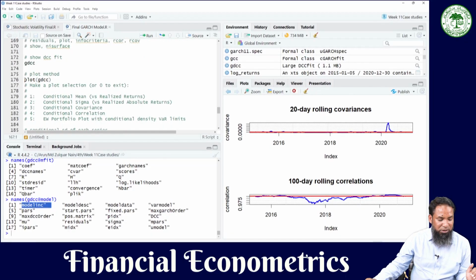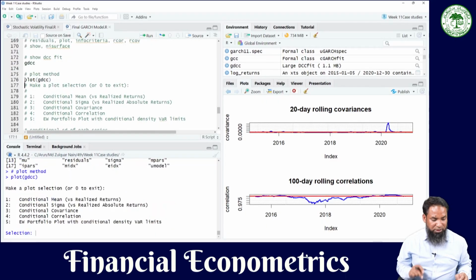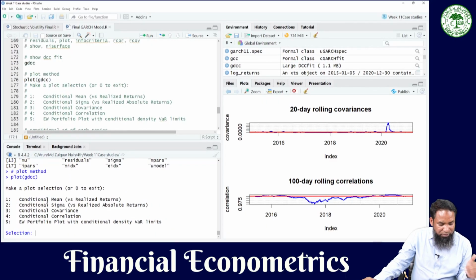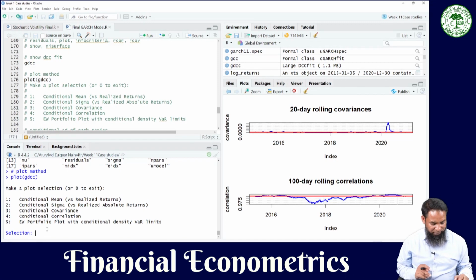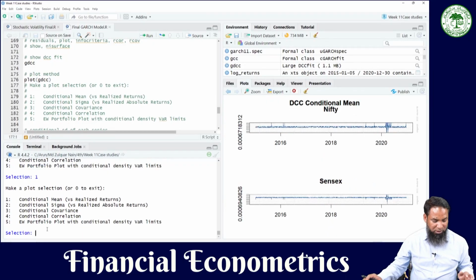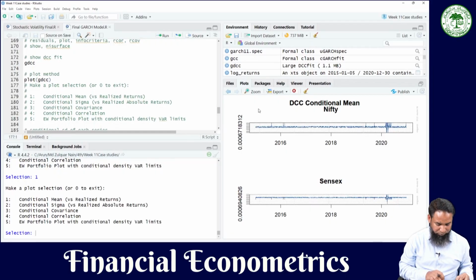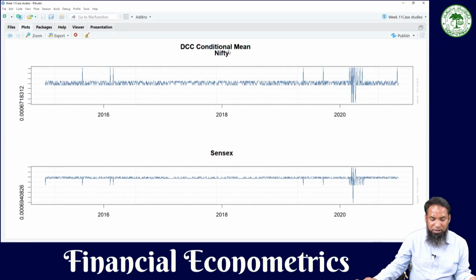Now let us plot the GDCC. If you use the plot function here, it will ask, there are five options for plotting. That is conditional mean versus the realized returns, conditional sigma versus the realized absolute returns, conditional covariance, and conditional correlation. Let us see one by one. Let us place 1 here and hit enter. So this is the conditional mean of the equation, and how the conditional mean has evolved over the years.